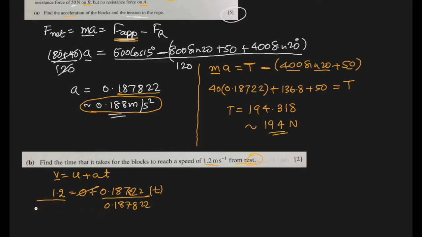0.187822 divided by 0.187822. So the time comes out to be, if I divide this, I get 6.388999. Obviously we have to round off to 3 significant figures, so it will be 6.39 seconds it will take to reach a speed of 1.2 meters per second.